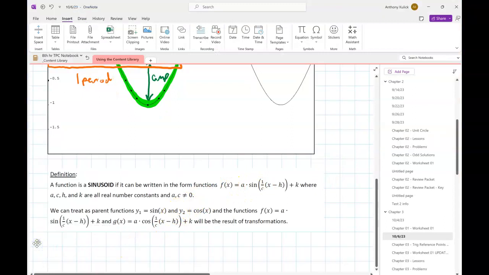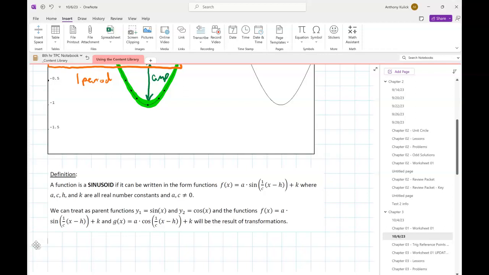We say a function is a sinusoid if it can be written in the form f of x equals a times sine of 1 over c times x minus h, plus k, where a, c, h, and k are all real number constants, where a and c are non-zero. We can treat as parent functions y equals sine x and y equals cosine x, and as a result, f of x equals a times sine of 1 over c times x minus h plus k will be a resultant transformation of sine, and g of x equals a times cosine of 1 over c times x minus h plus k a resultant transformation of cosine.